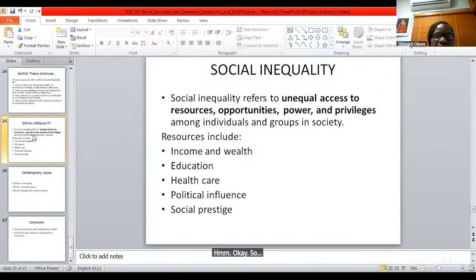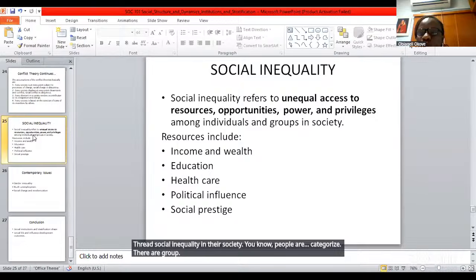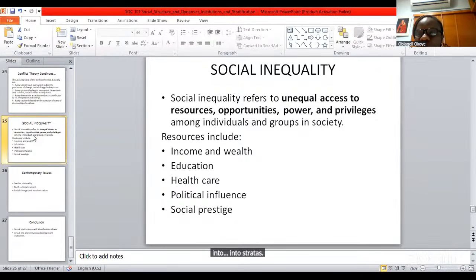Having said that, let's look at social inequality. You see, this social stratification we've looked at, all these factors and processes create social inequality in the society. People are categorized, grouped into strata, into classes, or into castes.